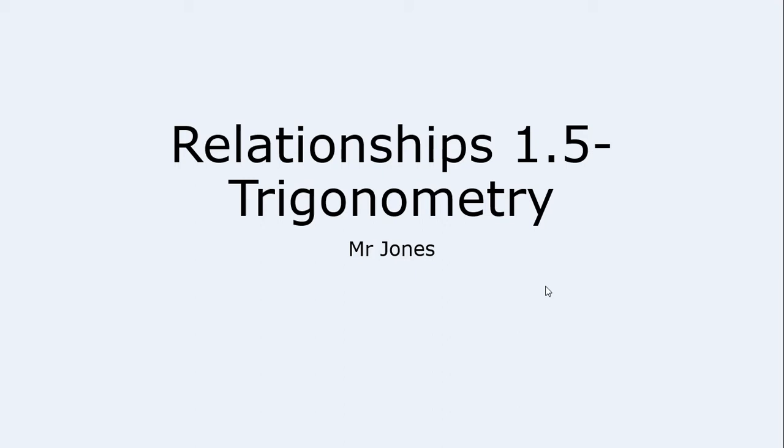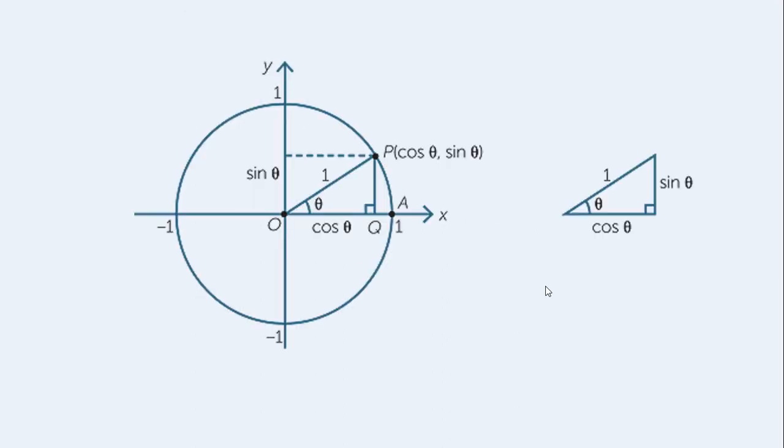So we're going to start just by going over what sine, cosine, and tangent actually are, and then we'll start to talk about their graphs. So let's have a look. We're going to start with this circle. And I'm going to show you an interactive version of this in a second. But this really is where sine and cosine come from.